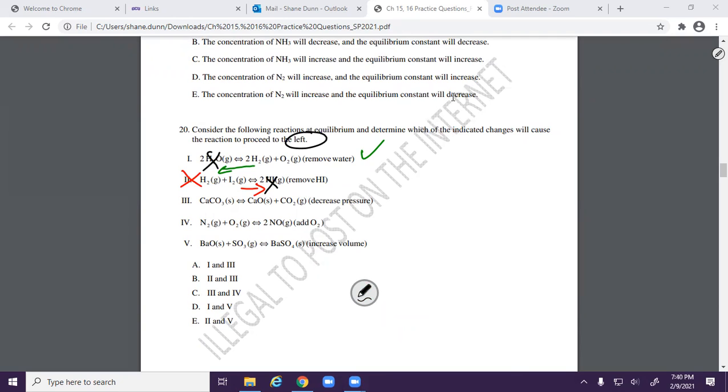A decrease in pressure is the same thing as saying an increase in volume. And an increase in volume favors the side with the most amounts of stuff. Do they?